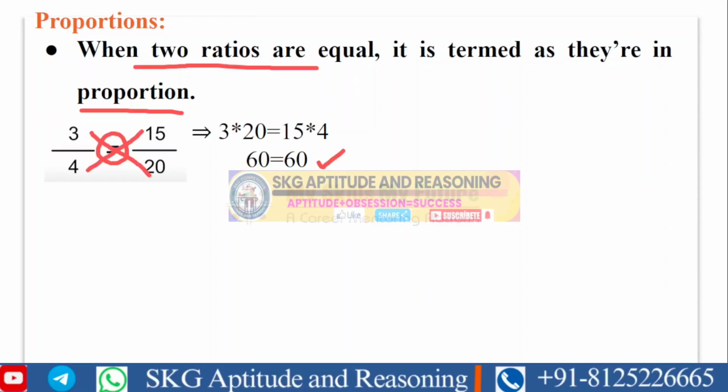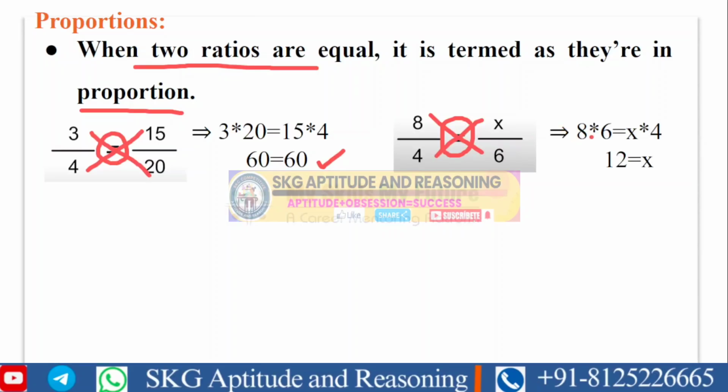Let us consider one example here. 8 by 4 equals x by 6, and the equal symbol here means he is mentioning that these ratios are in proportion. In order to get the value of x, we need to cross multiply here. 8 into 6 will be equal to x into 4. If you do cancellations here, 4 ones and 4 twos get cancelled, and 2 into 6 is 12. So the value of x here will be 12.